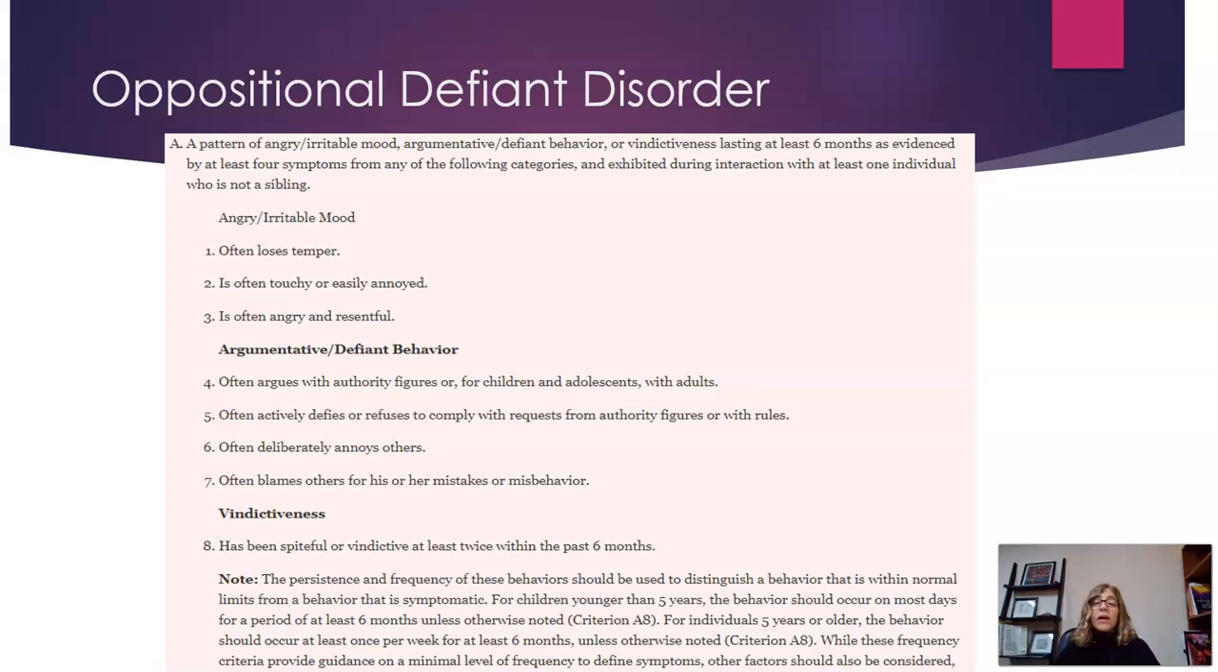So out of angry and irritable mood, it's described as any of these 3: often loses temper, is often touchy or easily annoyed, is often angry and resentful. For argumentative and defiant behavior, we have often argues with authority figures, or for children and adolescents, with adults; often actively defies or refuses to comply with requests from authority figures or with rules; often deliberately annoys others; often blames others for his or her mistakes or misbehavior. And for vindictiveness, we have has been spiteful or vindictive at least twice within the past 6 months.